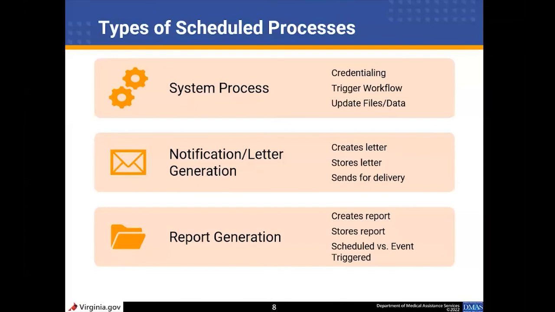Other scheduled processes are used to generate reports on essential business functions. These reports are then used by DMAS employees to comply with the program's rules and regulations. When a report is generated based on a certain event, it is stored in the project repository where it can be retrieved. When a report is user generated, it's available for download immediately from PRSS.